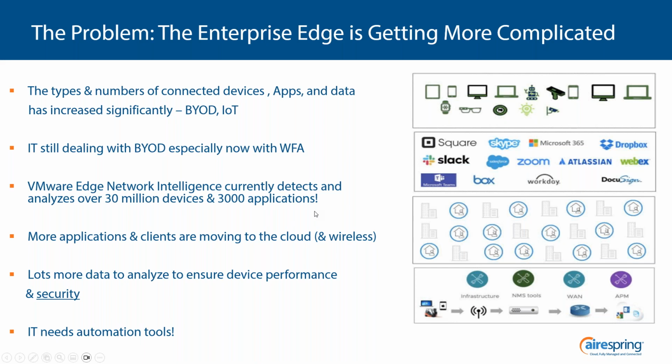We've mentioned work from home, and BYO, bring your own device, has always been creating trouble for IT teams. But to give you an idea of how big a universe of devices and applications we're dealing with, Edge Network Intelligence is trained to detect 30 million devices and 3,000 applications. That gives you an idea of the universe of possibilities that could be on your network topology and that an IT team, especially in a large organization, has to deal with day in and day out. They have to analyze that data and ensure device and application performance, but they have to deal with security too.